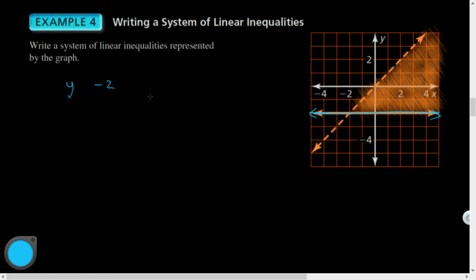Now, it's a solid line, so the relationship has to have an equal part underneath it. And it's shaded above this line. So what type of sign should this be? A greater than or equal to, right? Because it's shaded above, so greater than is what I would need. So there's my first inequality.